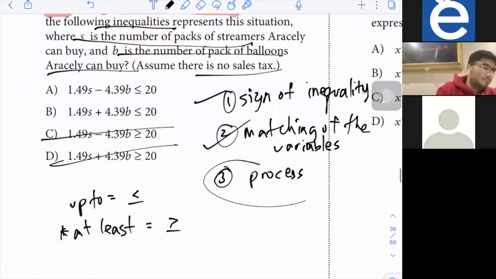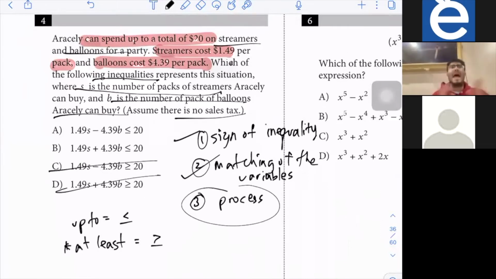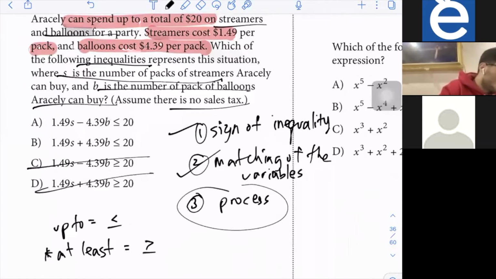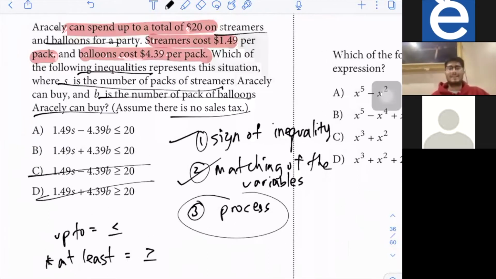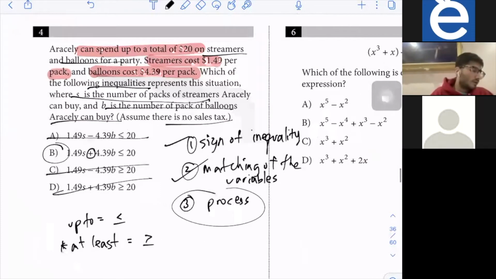And now we have the process. By process, I mean it could be either addition, multiplication, division, or subtraction. And in this case, since you buy two things, you have to add them, and then you have to see if it exceeds the total spending or if it's less than the total spending. Since you have to find the total cost, you have to add both quantities. So you have to do addition. So we can get rid of choice A since it adds both quantities, so it's choice B. $1.49 S plus 4.39 B is less than or equal to $20.